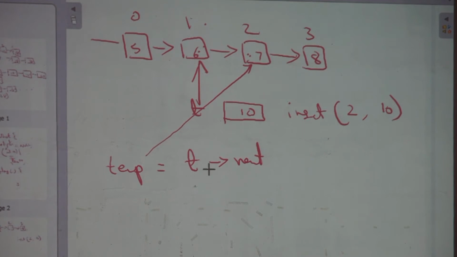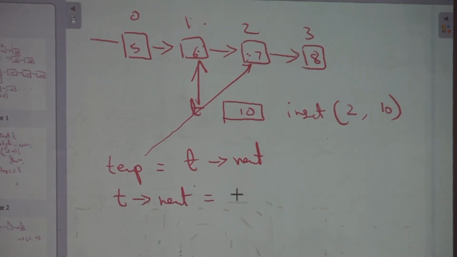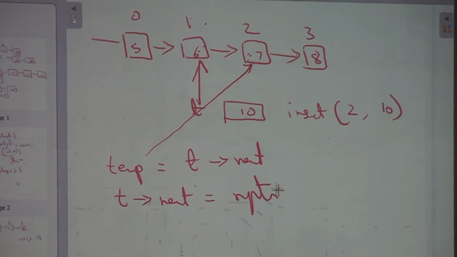And then what am I going to do? I have already created this node. I have to write code for that. And then what I have to do? Then I have preserved T's next. Now I have to say T's next is equal to whatever that new node I have created. So now this will happen.